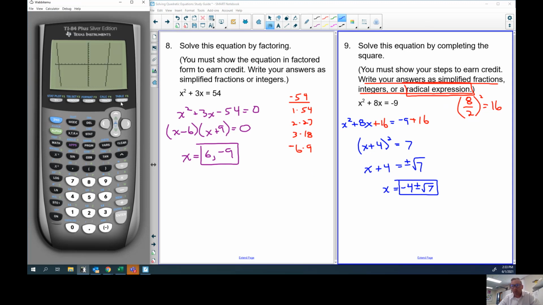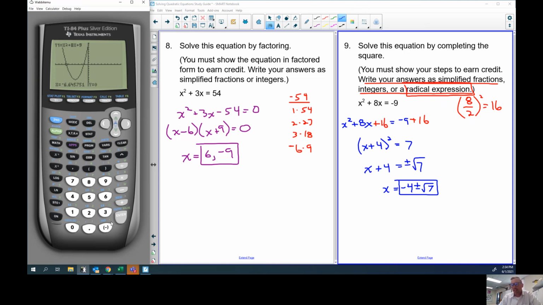Can we still check the answer? Of course we can. We can go to y equals. We can clear this one off. Let's graph it. X squared plus 8x, but I'm actually going to add 9 to both sides, so it's going to be plus 9 equals 0. All right, so let's graph that. So that's negative 4 minus the square root of 7, and that's negative 4 plus the square root of 7. Let's go trace. Negative 4 minus the square root of 7. Enter. Boom. About negative 6.65. But we'll leave our answer as exact.